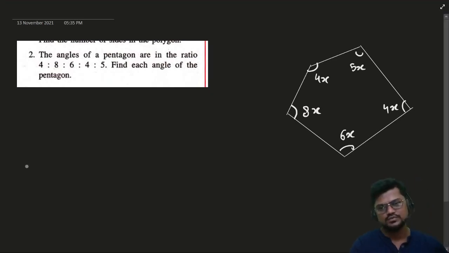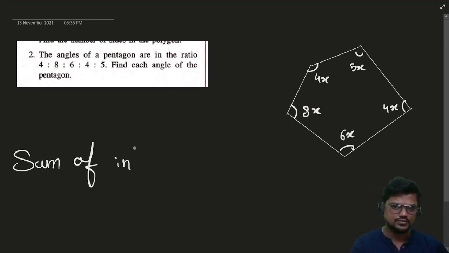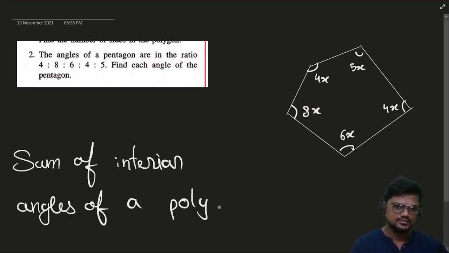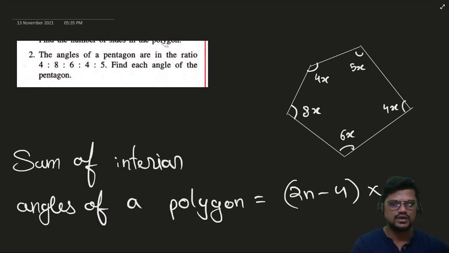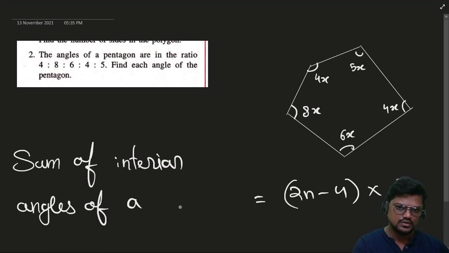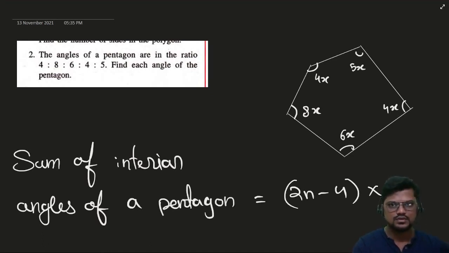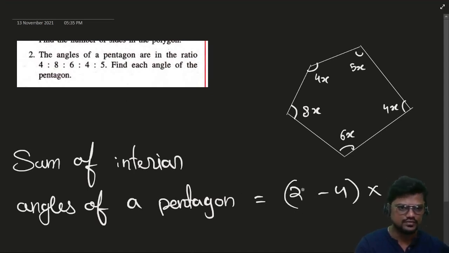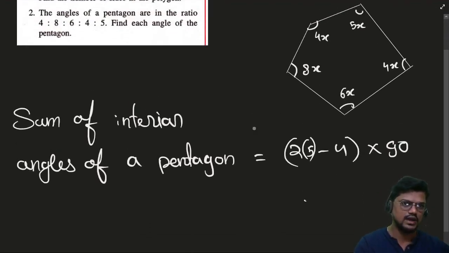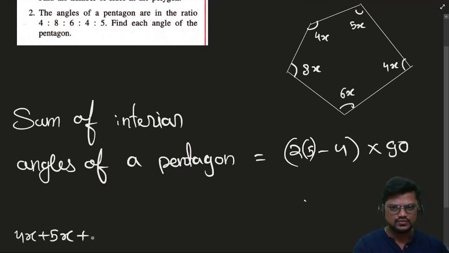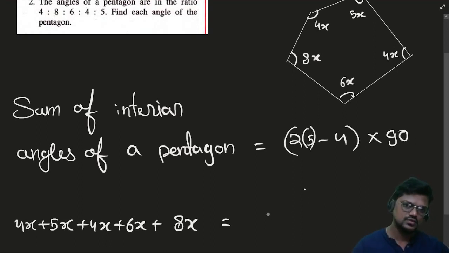So what we know, the sum of interior angles of a pentagon will be equal to 2n minus 4 into 90. Since it's a pentagon, in place of n you will have 5. But the sum of interior angles is also the sum of all the angles, so you can add all of them: 4x plus 5x plus 4x plus 6x plus 8x will be equal to 10 minus 4, that is 6, 6 nines are 54, that is 540. So the sum of interior angles is 540.